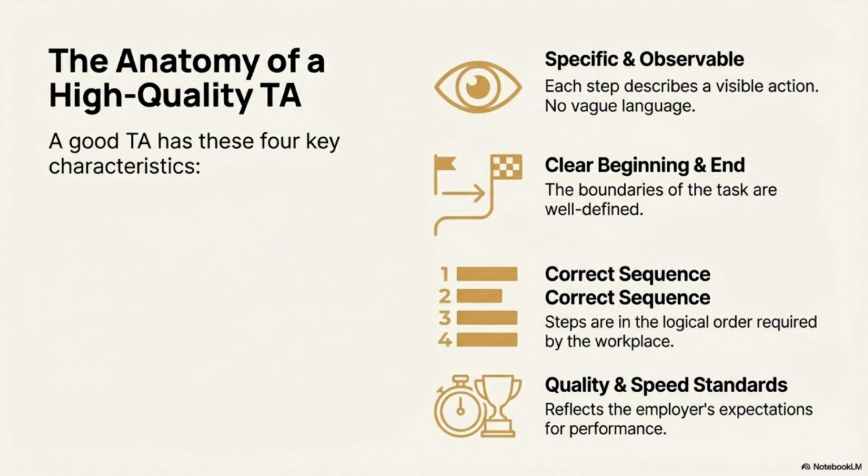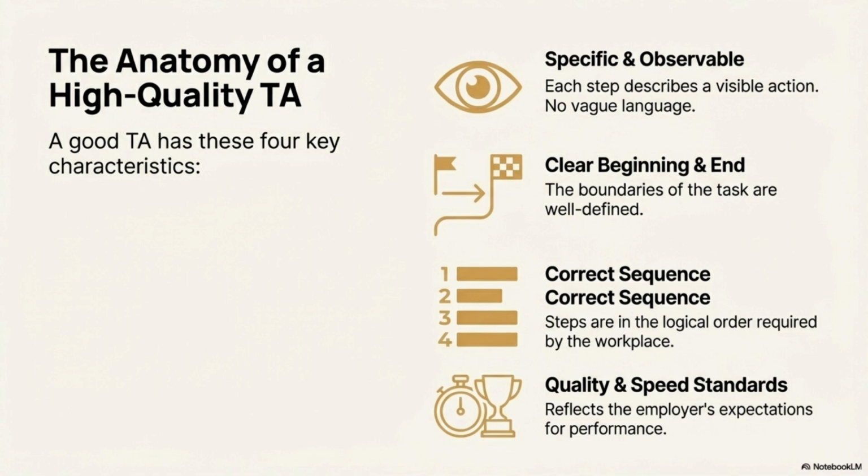The steps are in the correct sequence. The order matters. You can't spread cheese before you put on the sauce. The sequence needs to match how the job is actually done at that workplace. It identifies quality and speed requirements. How fast should this task be completed? What does done correctly look like? The employer sets these standards, and your TA needs to reflect them.